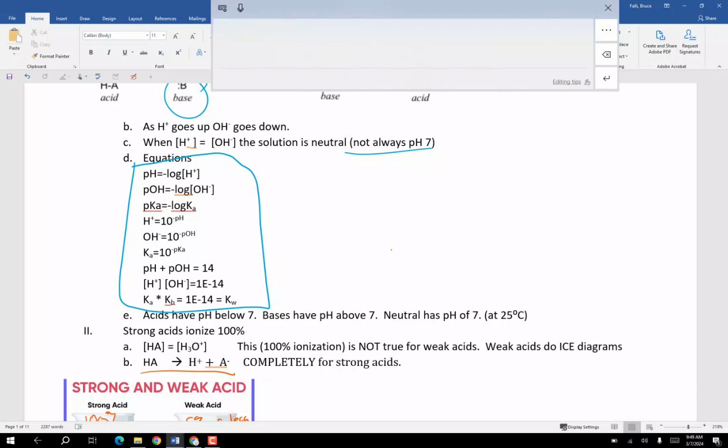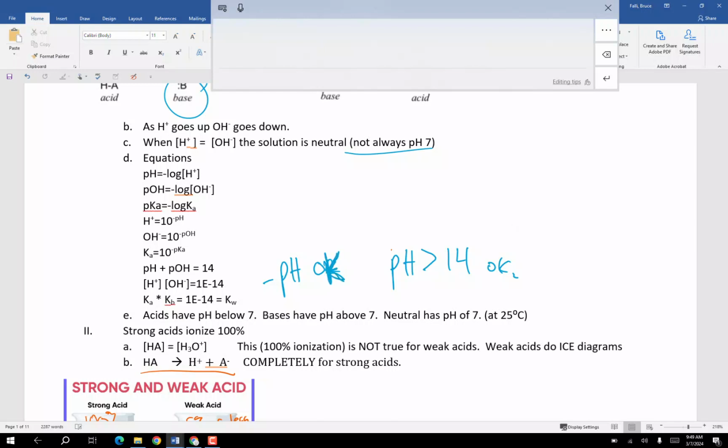All right. Acids have a pH below 7. Bases have a pH above 7. Neutral has a pH of 7 at 25 degrees. Negative pHs are okay. A pH above 14 is okay. It's not the most common thing on Earth, but it does happen.